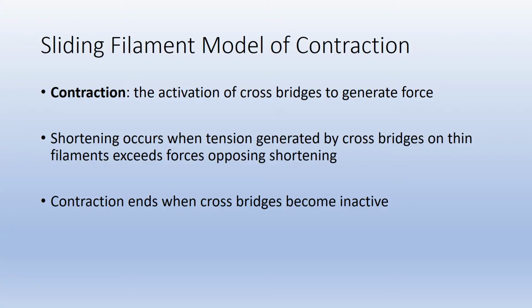For the next few slides, we'll focus on the sliding filament model or theory of contraction. Remember, contractility was a characteristic of all muscle tissue. It is the ability of muscle tissue to shorten in order to generate force. But now we will look at contraction as activating cross bridges to generate that force at the microscopic level.